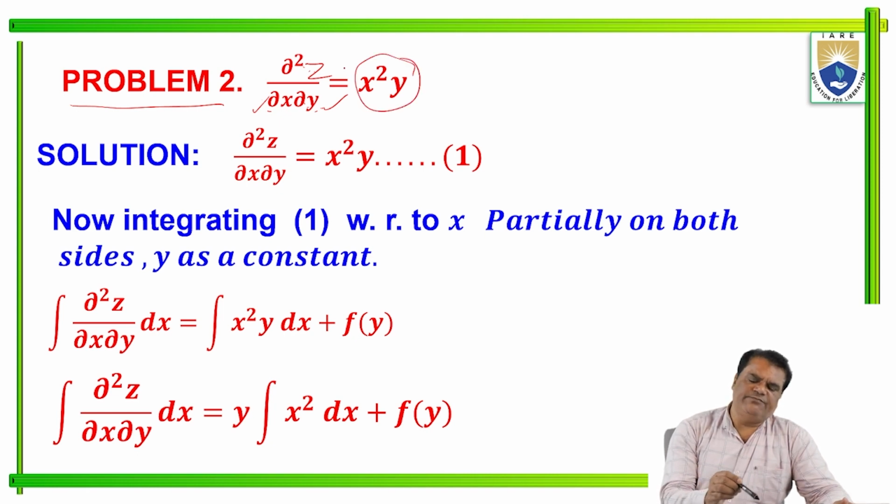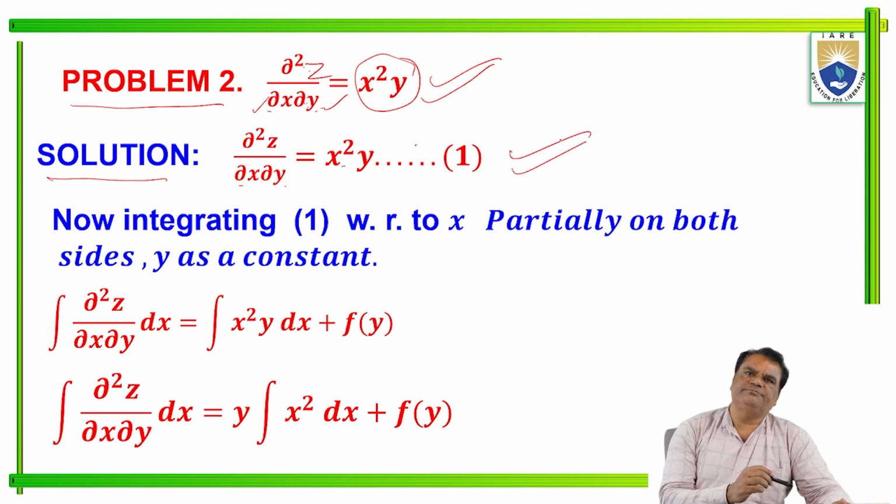On the right hand side the function is x²y. So this is a partial differential equation of second order with respect to y and x. So this is the order y and x. Integration is just the opposite. Integration is x and y. First integrating x and second y. So now start the solution. ∂²z/∂x∂y equals x²y.